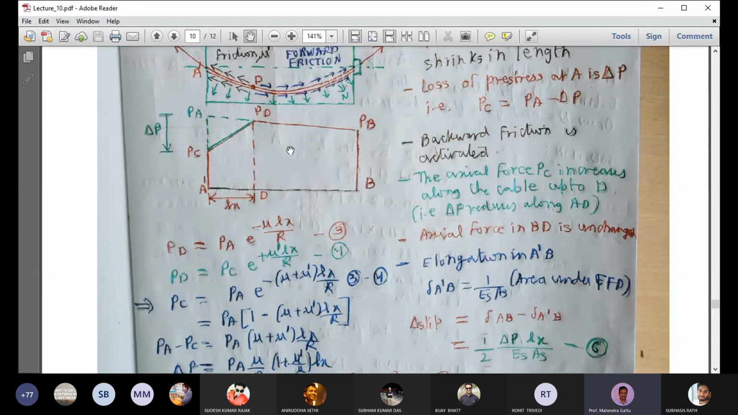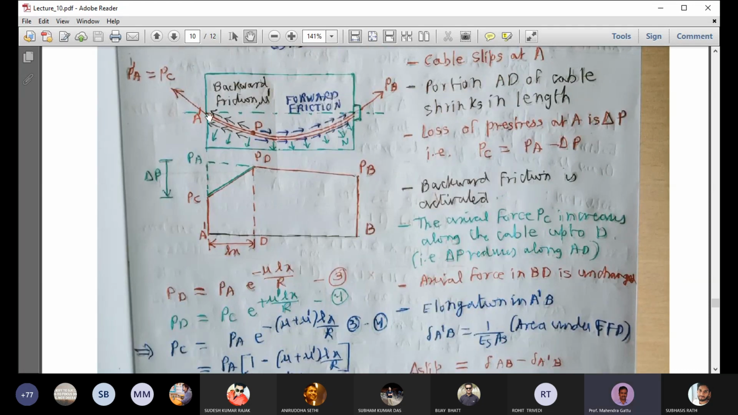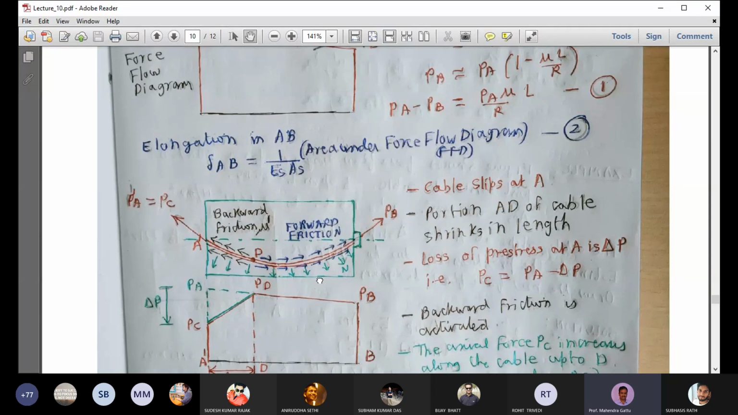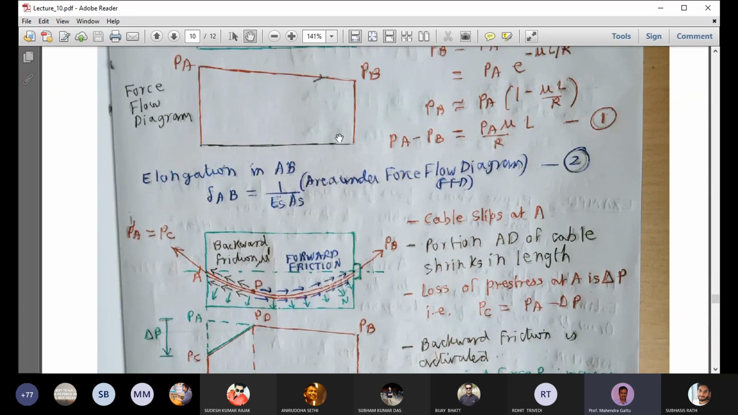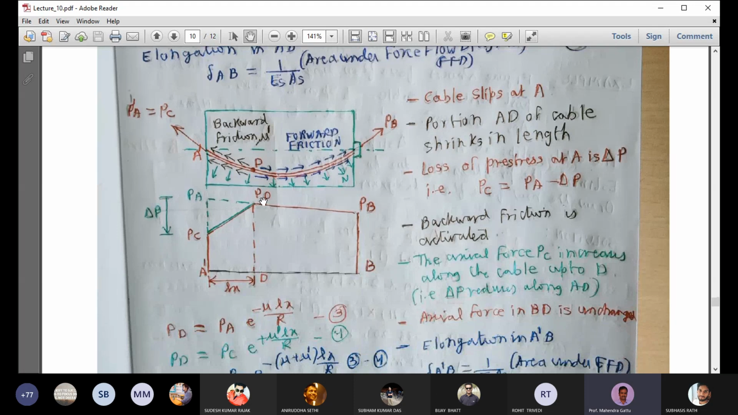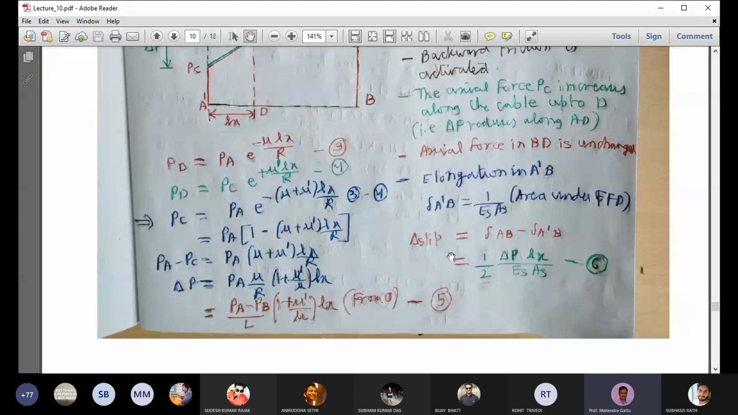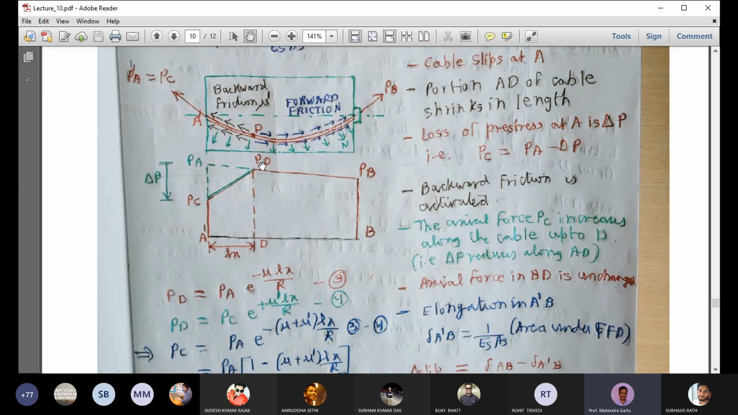Now we want to find what is delta slip. What is the slip which has occurred at A? That will be equal to the initial elongation of the cable minus the final elongation of the cable. So that will be equal to the initial area minus the final area divided by ES/AS. So that is what we have: delta slip is equal to initial elongation minus final elongation. That will be this area, PA, PD, PB, the area under that part of the curve, minus the area under PC, PD, PB.